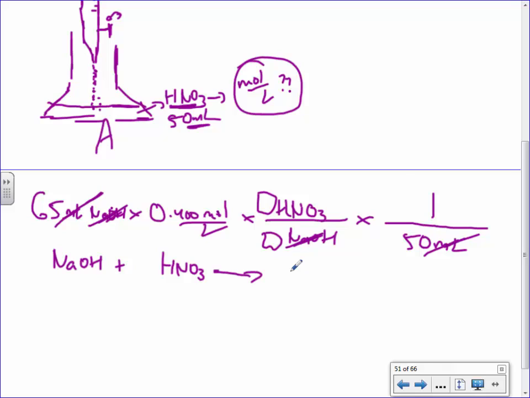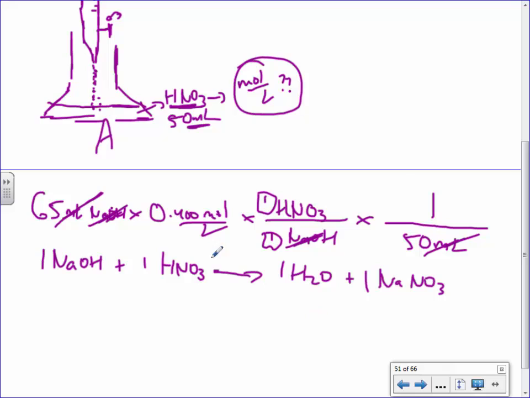Double replacement, or you could even call it neutralization, because neutralization always involves making water and some sort of ionic salt. The cool thing about a lot of these ones is that it's almost always, not always, but almost always a nice 1-to-1 ratio. So we need ones here.